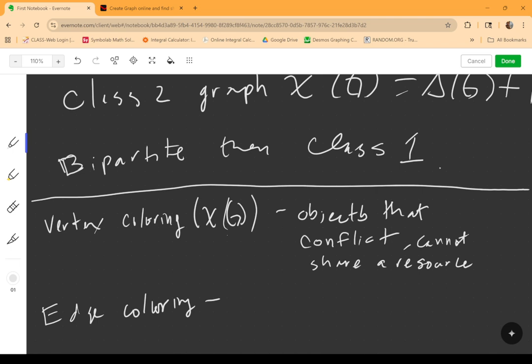And for edge coloring, we want to use pairings that happen simultaneously and cannot overlap, like the game example that I just covered. We have games going on at the same time, but we can't have a person playing more than one game at once. So, games in a tournament. All right. And edge coloring we call chi prime of G.